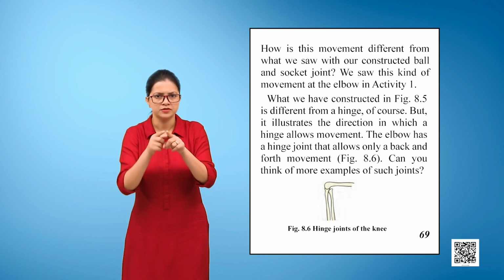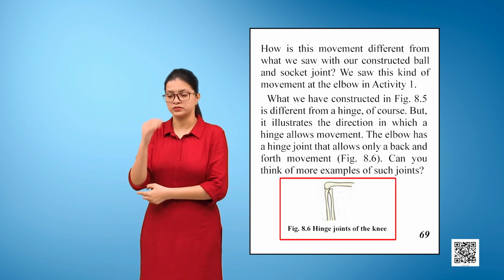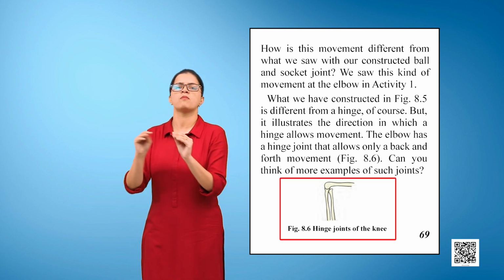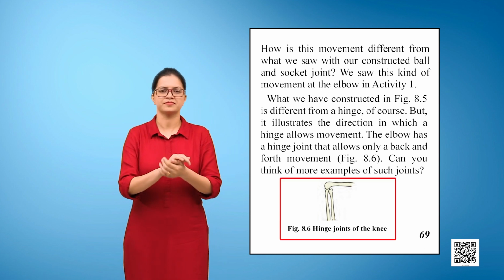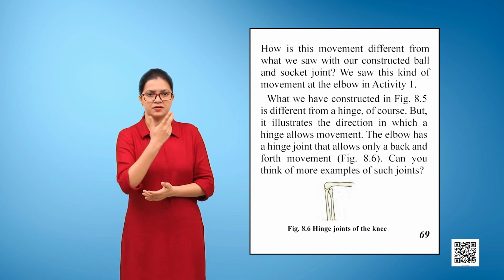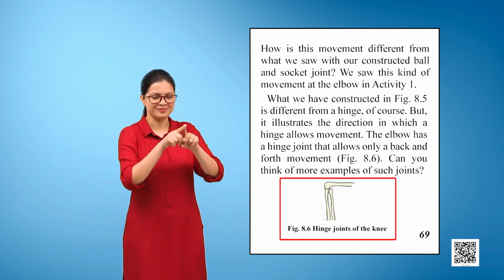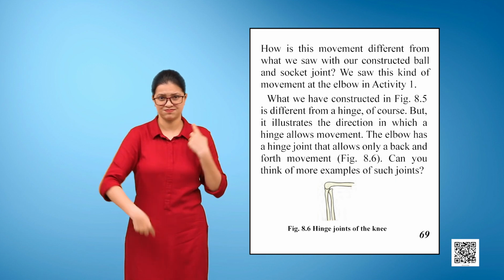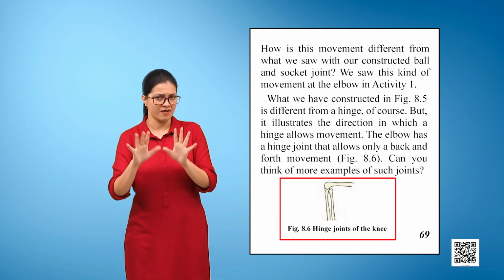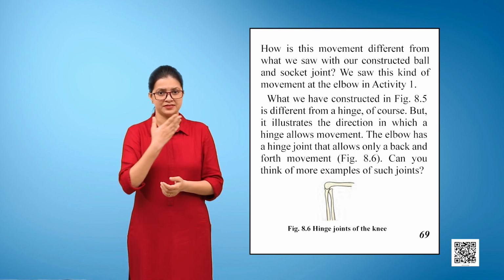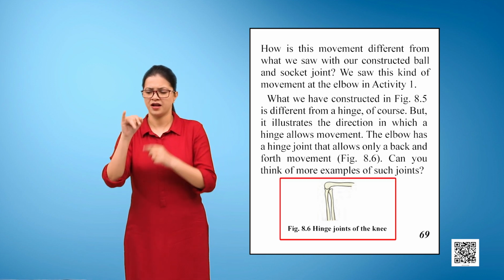The elbow has a hinge joint that allows only a back and forth movement. Figure 8.6. Can you think of more examples of such joints? Figure 8.6 shows hinge joints of the knee.